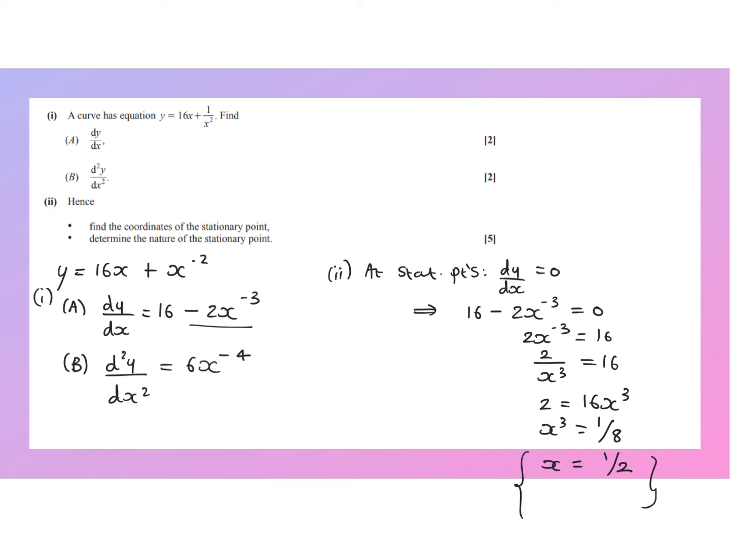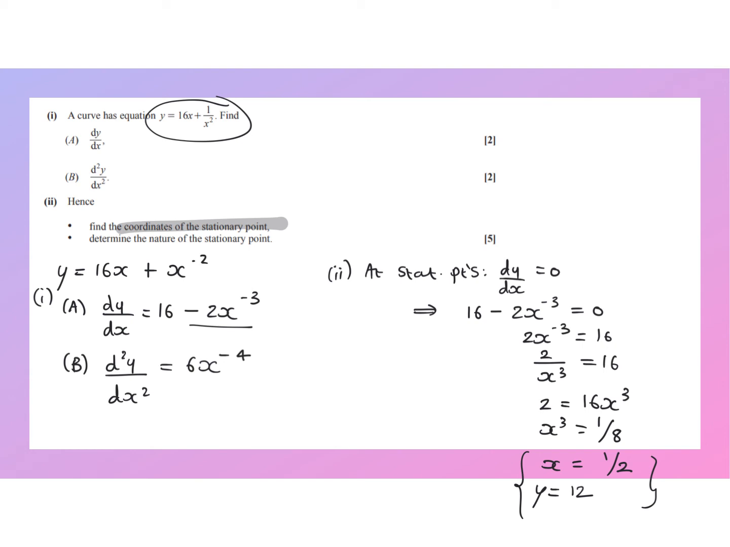The question asked us to find the coordinates of the stationary point, so we need to substitute this into the equation of the curve. So back up over here, and that gives us a y value of 12. And then we need to determine the nature of the stationary point. There are lots of different ways in which we could do this.